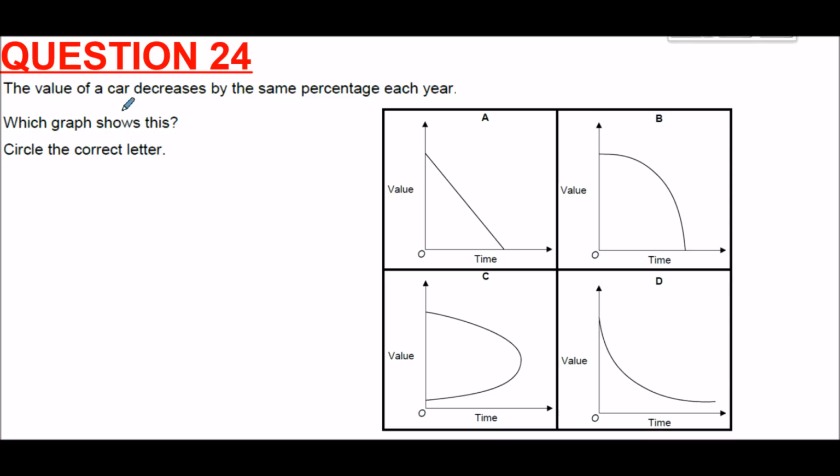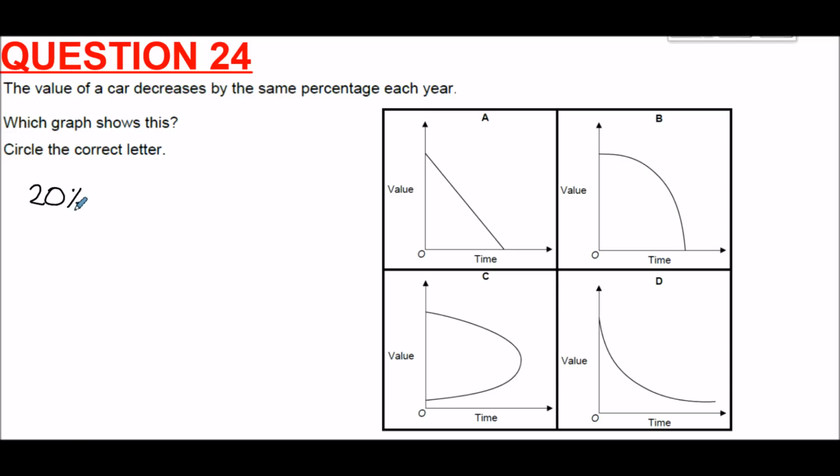Question 24. The value of a car decreases by the same percentage each year. So which graph shows this? Circle the correct letter. One way to think about it is just to make up a percentage. Like, let's say it loses 20% of its value each year.